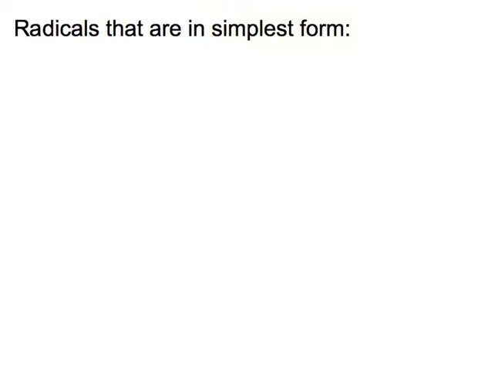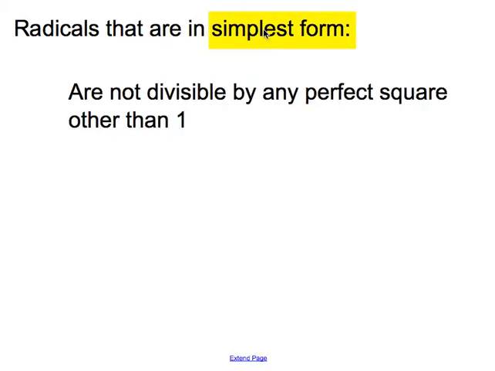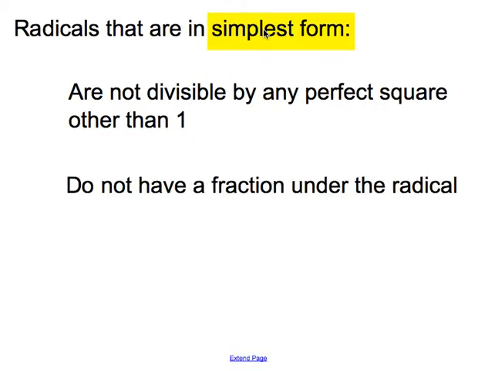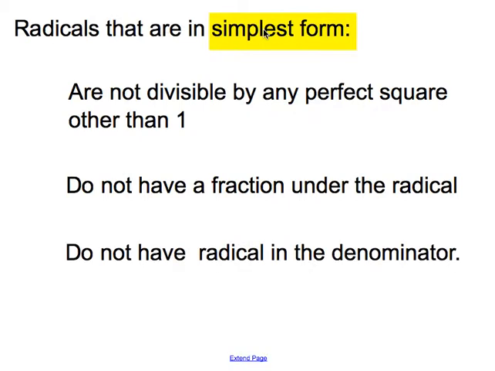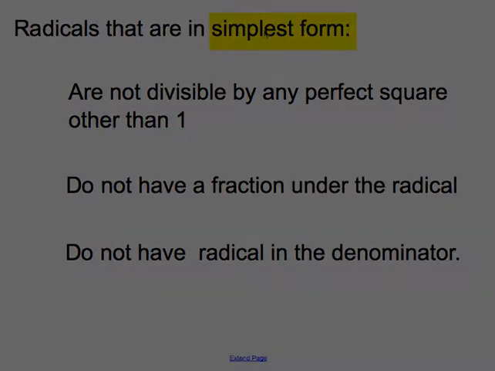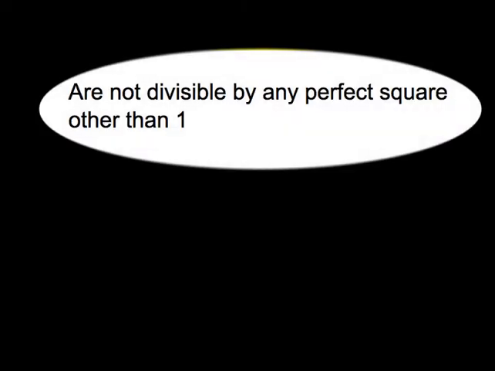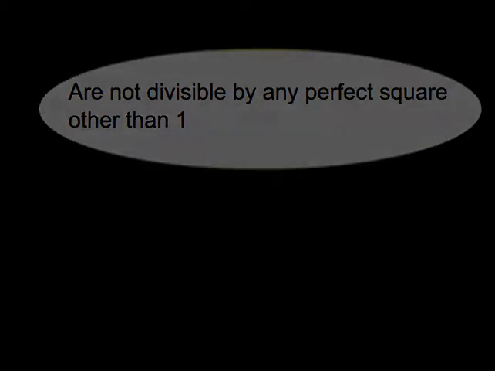Hello. Today we're going to talk about the steps for simplifying radicals. Radicals that are in simplest form are not divisible by any perfect square other than 1, do not have a fraction under the radical, and do not have a radical in the denominator. We're actually just going to focus on "not divisible by any perfect square other than 1."